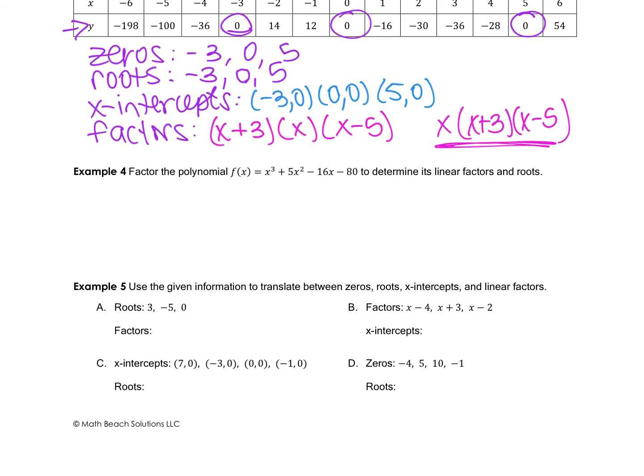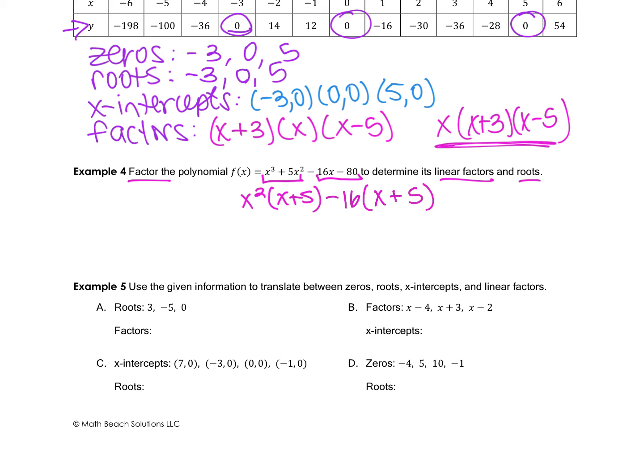Okay, number 4, we're going to factor the polynomial and then determine its linear factors and roots. So first thing I look for is the greatest common factor. Notice that all 4 of them don't have anything in common. So I'm going to go straight into grouping because there's 4 terms. GCF is x squared of those 2, which would be x plus 5. Bring down your middle sign. GCF of those 2 would be 16. And that would leave me with x, that would be plus 5.